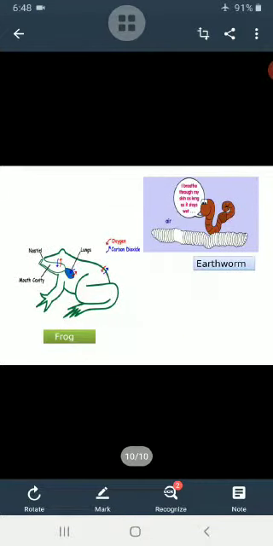A tadpole has gills, but as it grows into a frog, it develops air bags called lungs for gaseous exchange. Though frogs have lungs, they can also breathe through their moist skin, just like earthworms. Birds and mammals also have highly developed lungs where gaseous exchange takes place.